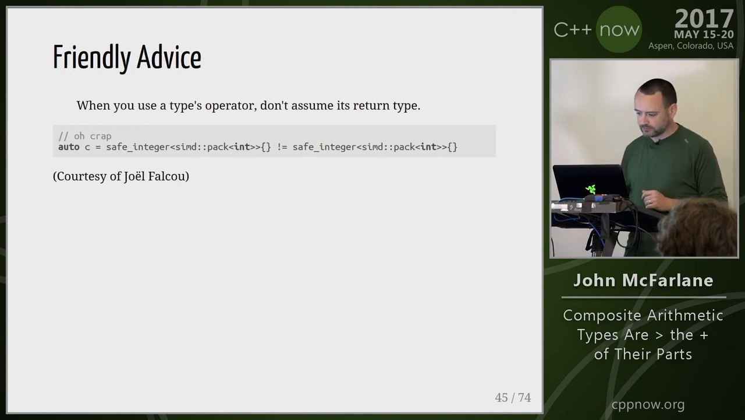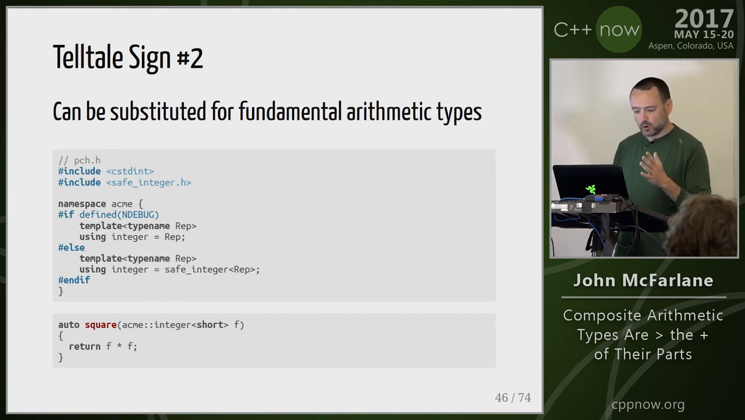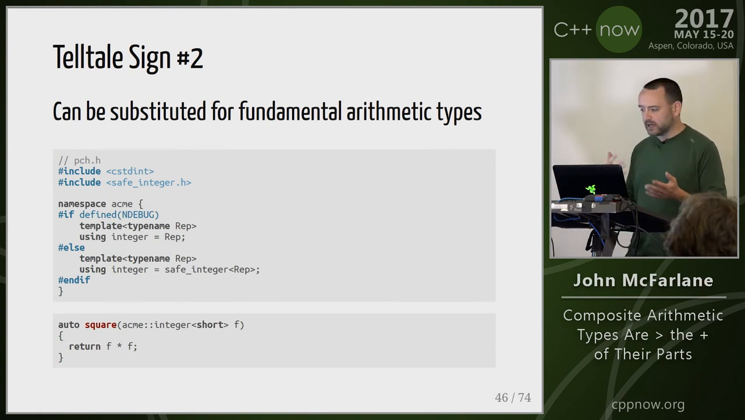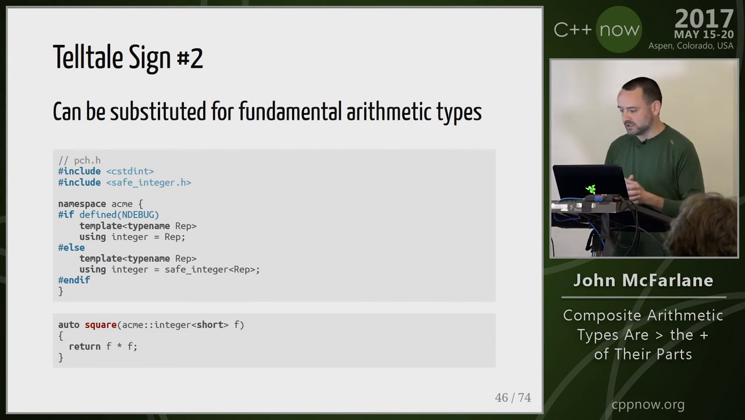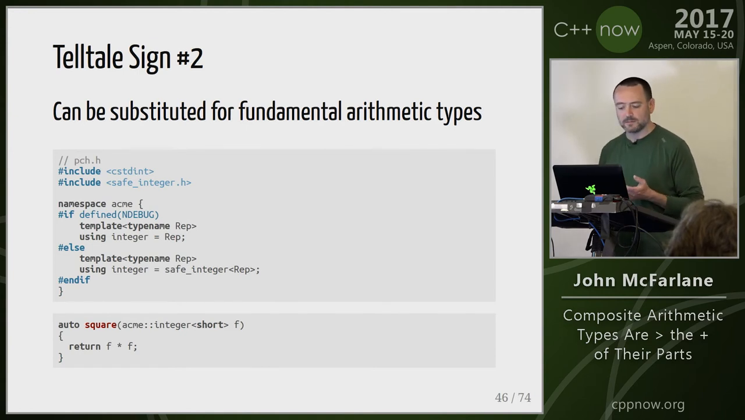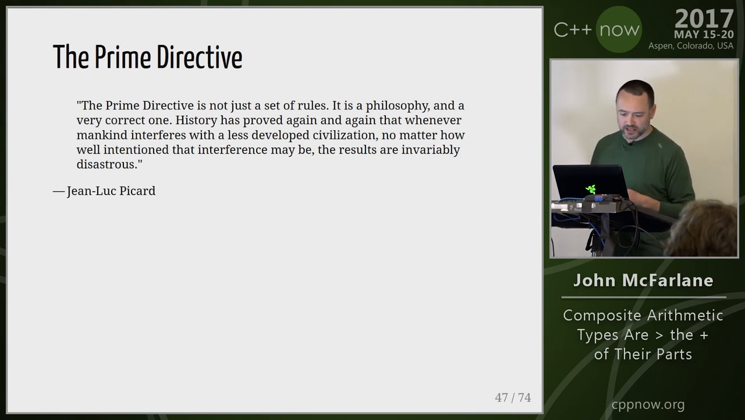Okay, so returning to our square function, it now returns int or safe integer of int, no matter what the build. So it's going to have the same value in it either way, which is a good thing. And it does this because the operator tries as hard as possible not to interfere with the operations of its rep type. I call this the prime directive of composite arithmetic types, because it is rather like the prime directive from Star Trek.